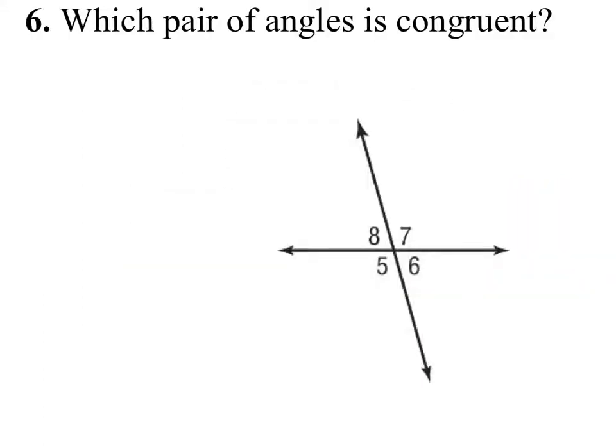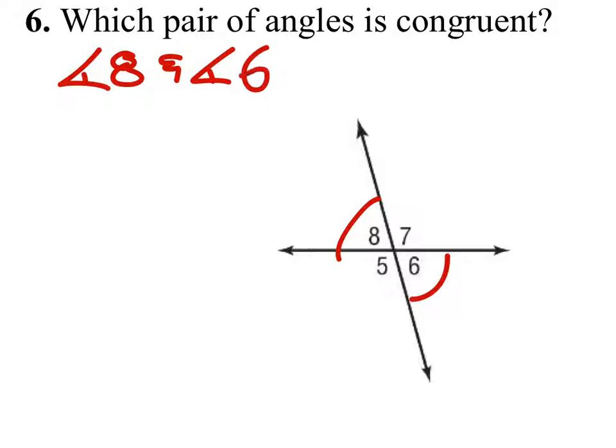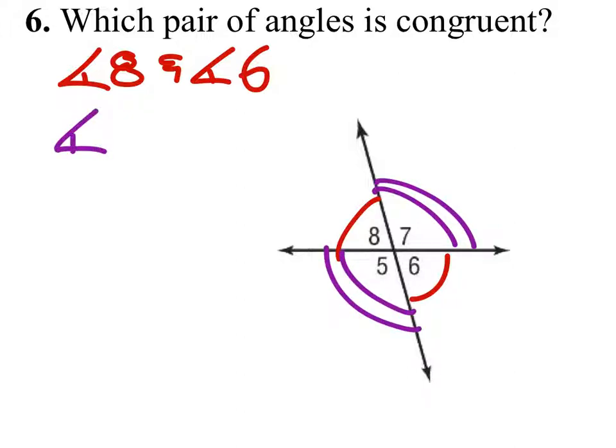So on this one, it's asking which pair of angles are congruent. We got this one, which would be congruent with its vertical angle, these. So we could have said angles 8 and 6. Now I don't know if that was part of your options. No, it wasn't. On the other hand, we've got angle 7, which is vertical with angle 5. So if this was one of the options, you could have put this one as well.